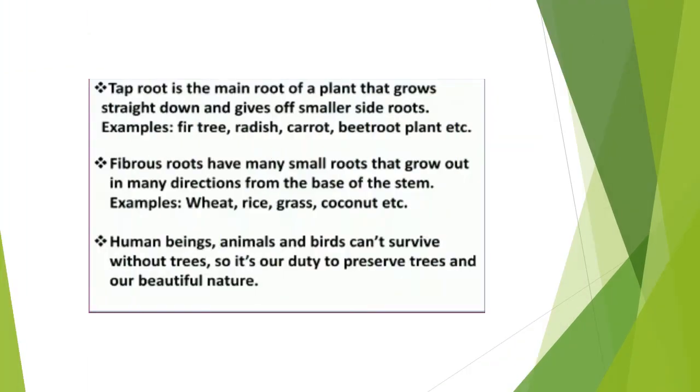The taproot is the main root of the plant that grows straight down and gives off smaller side roots. Example: fir tree, radish, carrot, beetroot plant, etc. Fibrous roots have many small roots that grow out in many directions from the base of the stem. Which are the plants? The wheat plant, rice, grass, coconut, etc. Now, we have seen that human beings, animals and plants cannot survive without trees.